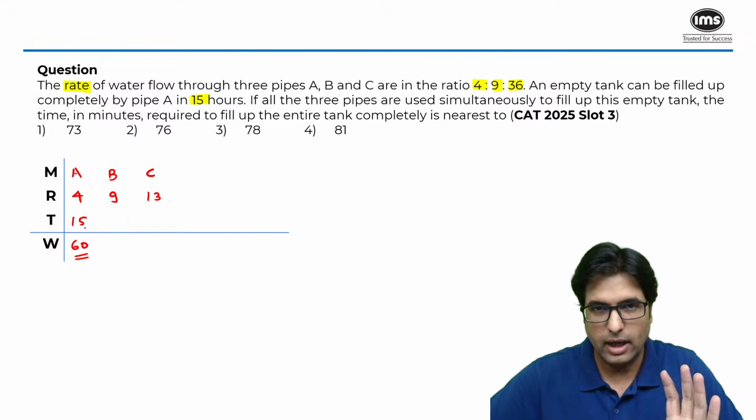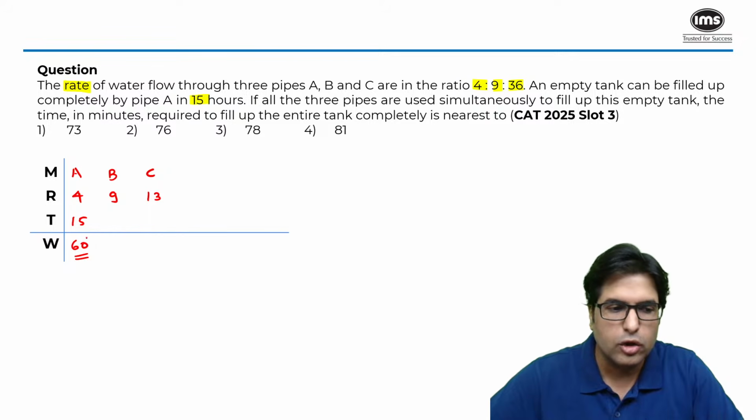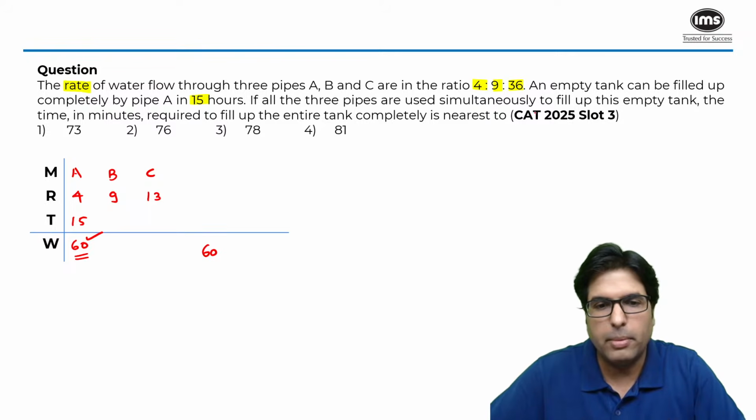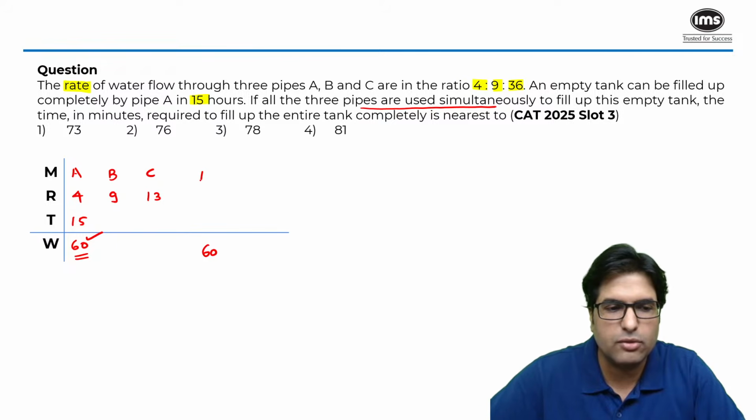60 hours taken by A is the corresponding work. So 60 is our basic unit for work. Now this very 60 work is expected to be done by all 3 pipes simultaneously. So basically we just want A, B, C to be working together.